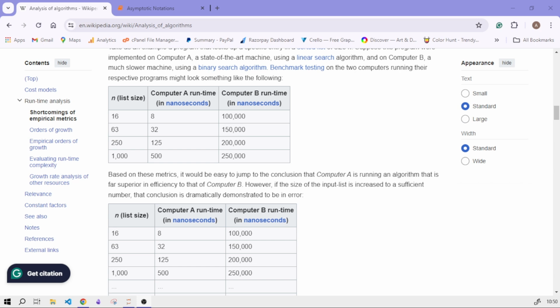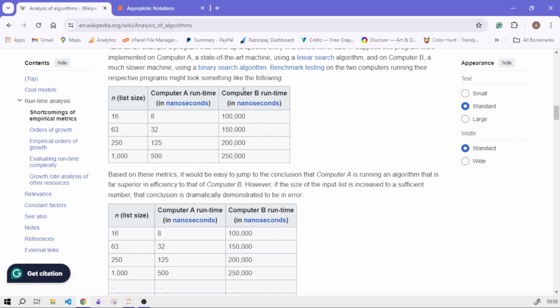In this video, I'm going to talk about big O notation in computer science. So before I start, let me give you an example and see what exactly is the idea behind big O notation. I won't waste much time. Yeah. So let's say we have a computer A and we have computer B.